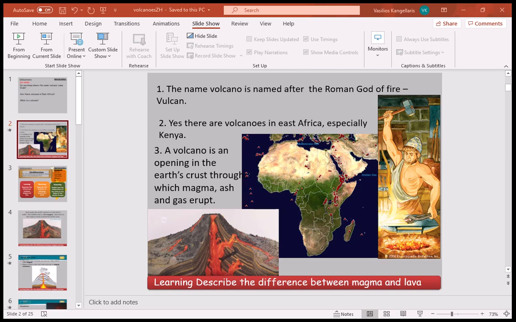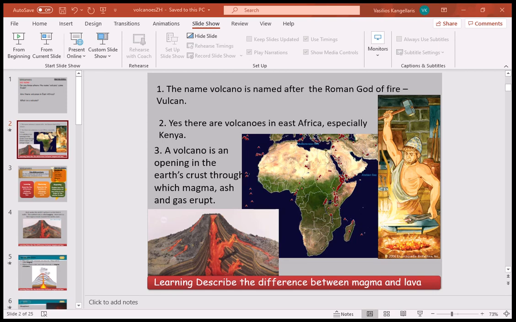The name volcano comes from the Roman god of fire, Vulcan. Yes, there are volcanoes in East Africa. We're going to talk about why. So we're looking at the country Kenya. A volcano is an opening in the Earth's crust through which magma, ash and gas erupt.